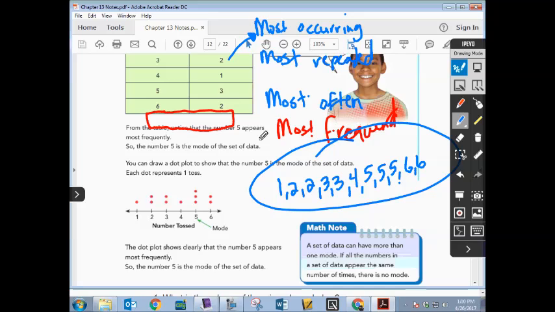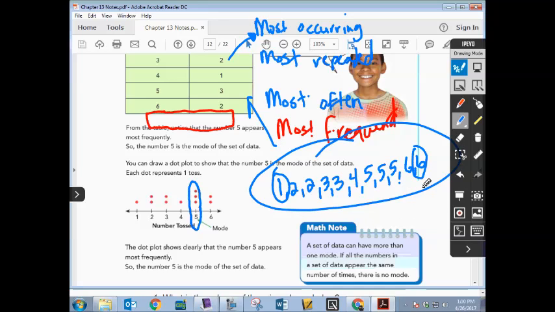Now, he took it and organized it into this table here, and then he turned that into a dot plot. And he found his minimum and his maximum, like we always do, so 1 and 6. And then he just went through and counted how many times it happened. You can clearly see that this here is your mode, okay? Because it's happening the most amount of times. 5 occurred the most often.